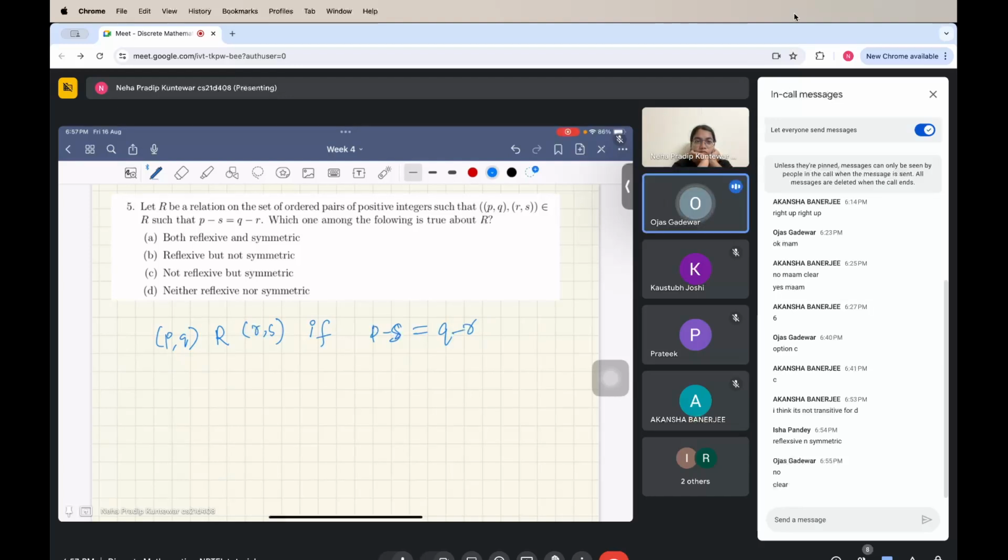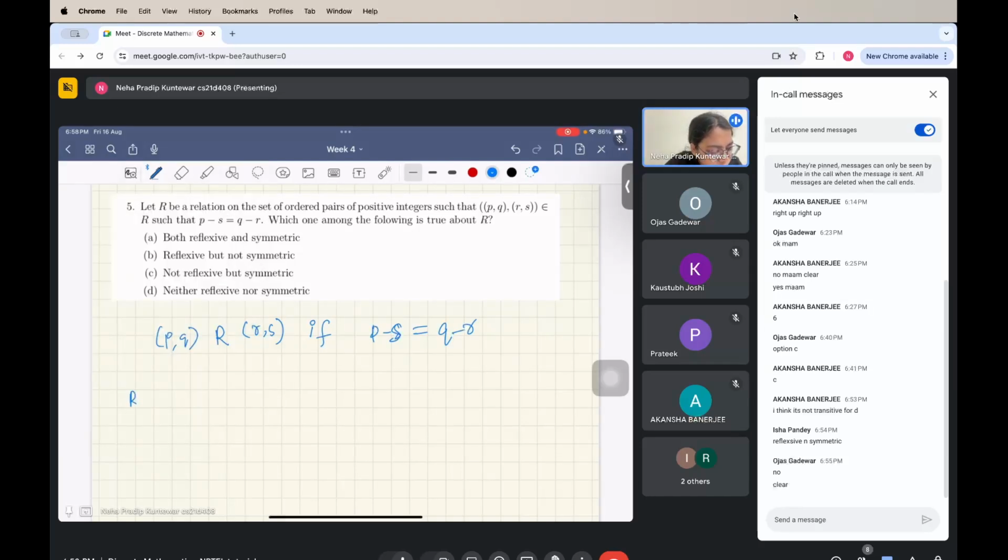And it is a symmetric relation. Sorry, could you repeat that? This relation is a symmetric relation. Okay, good. So let's see this.